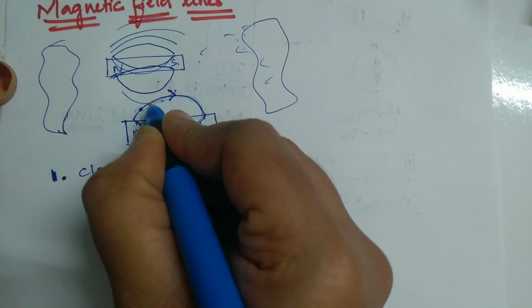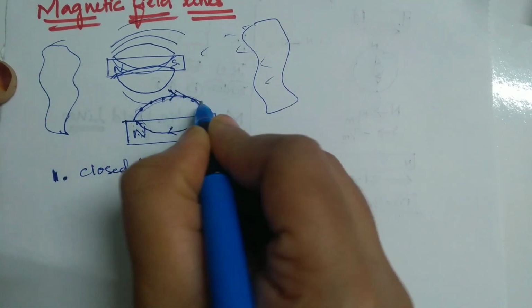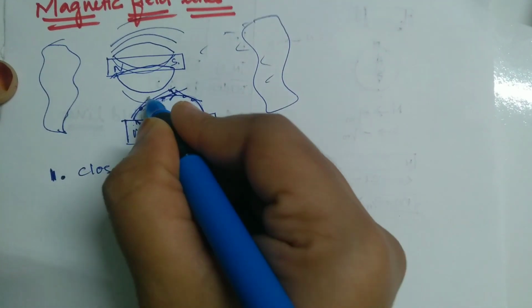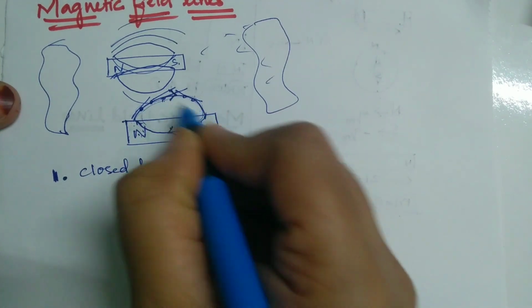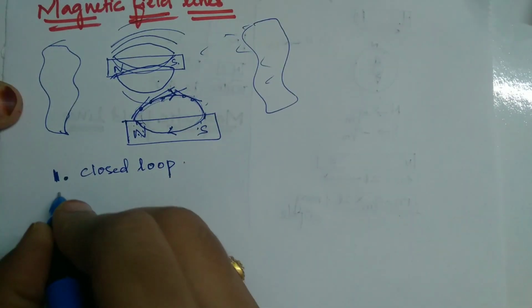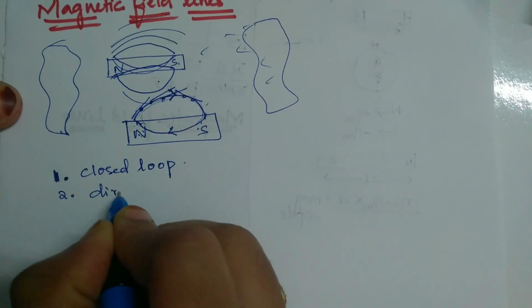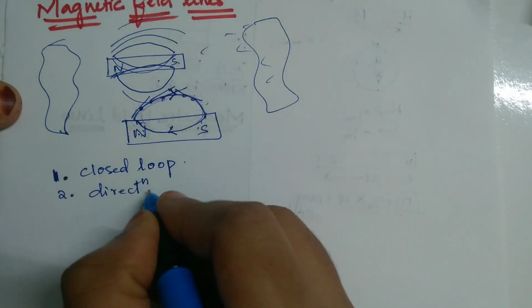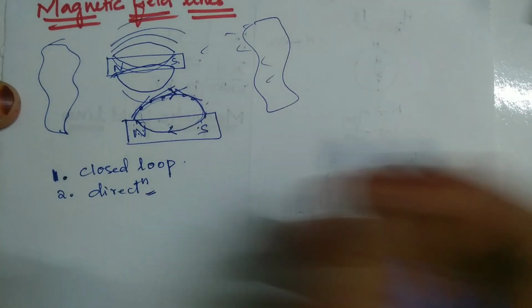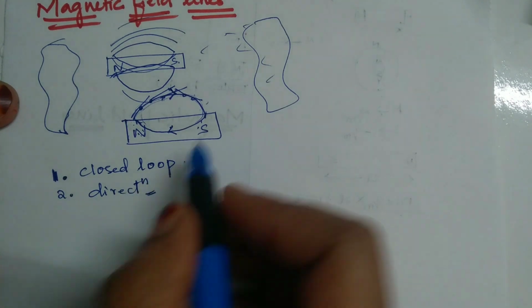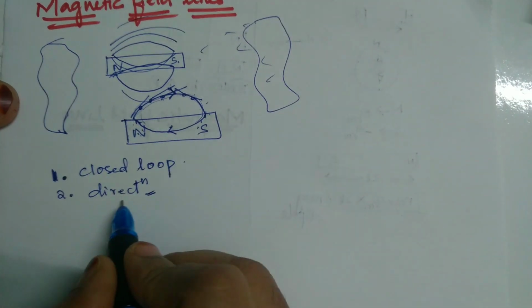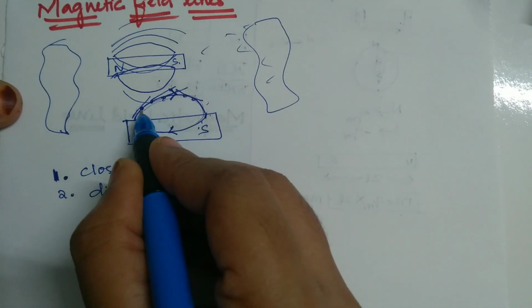And at every point on this loop, if we draw the tangents to each and every point on this magnetic field line, it will give you the direction. This is the second property. The tangents drawn to the magnetic field lines will give you the direction of the field at that particular point.